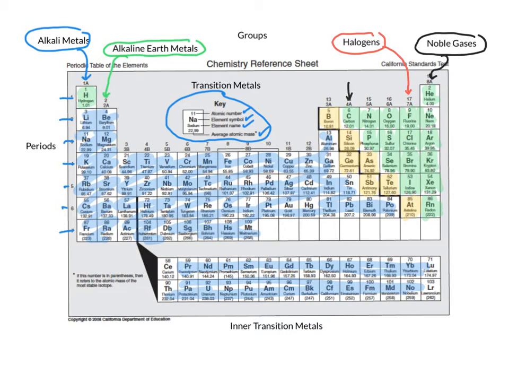This group here is called the carbon group, this is called the nitrogen group, and this is called the oxygen group because they begin with carbon, nitrogen, and oxygen. There's a few other places where you're going to want to be familiar with things.